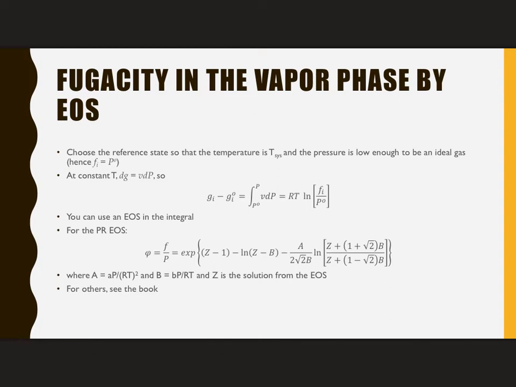And then I can choose an equation of state to use to evaluate the VdP. So for instance, on the screen I've shown what you get if you use the Peng-Robinson equation of state. But you can do this for any equation of state, and many of these are included in your book.